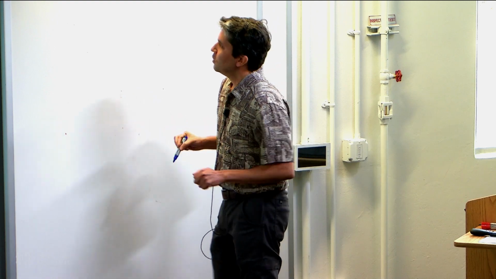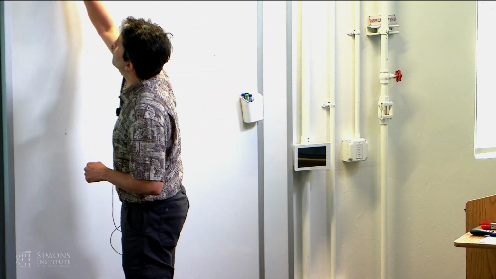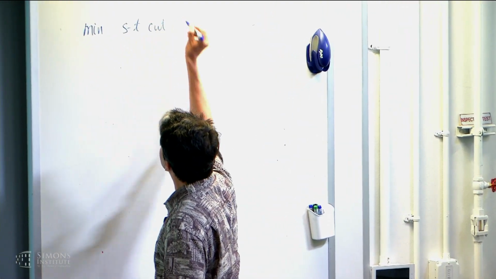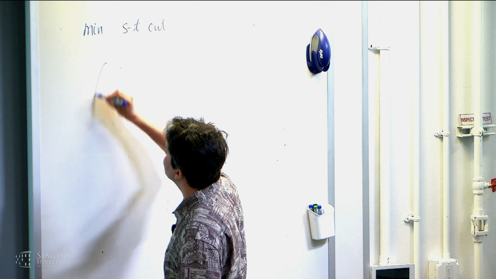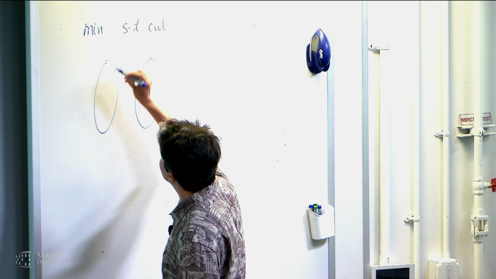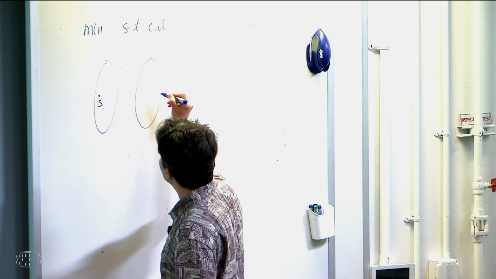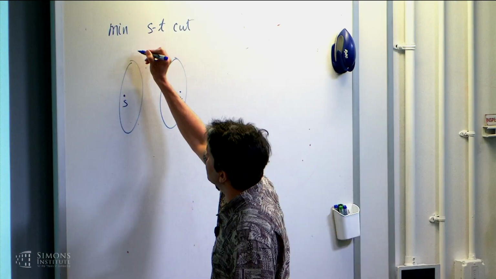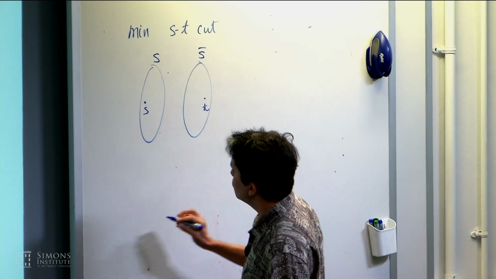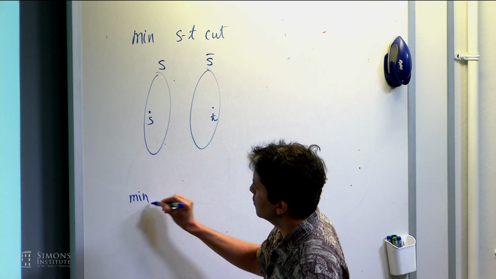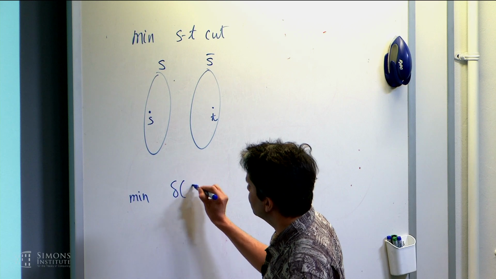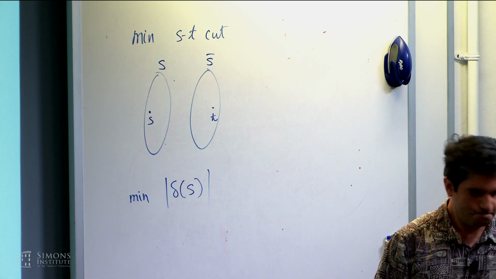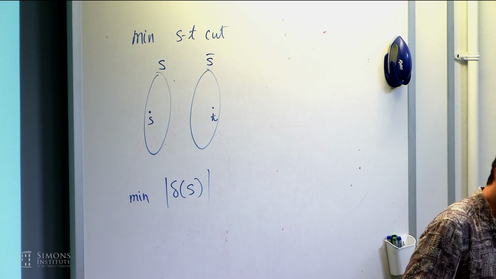So you all know about the minimum s-t cut problem, right? Basic problem: take a graph, divide it into two pieces, such that s belongs to the first piece, t belongs to the other piece. If our cut is S, S bar, we're interested in minimizing the number of edges that cross over from one part to the other. Undirected, yeah.